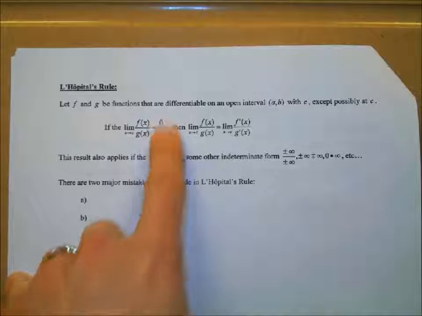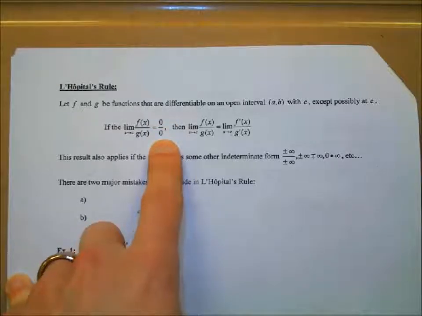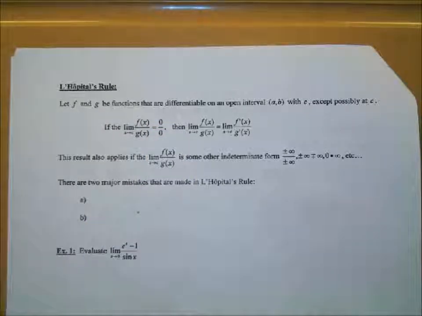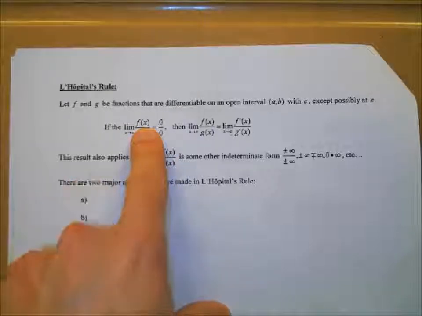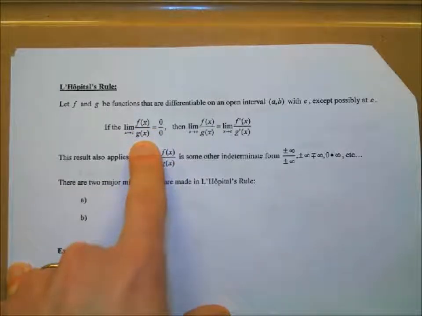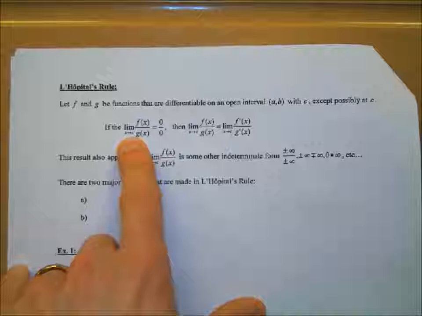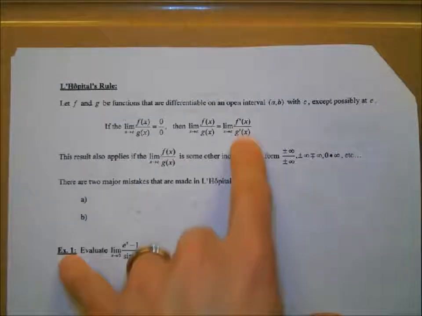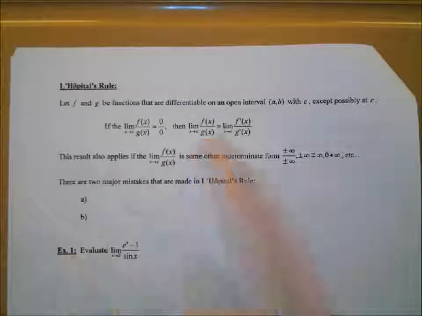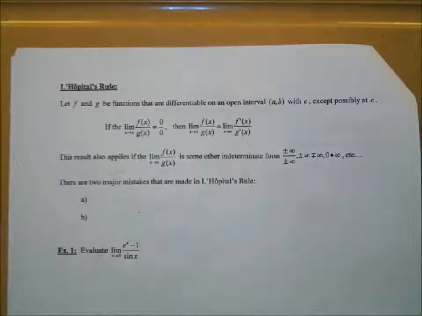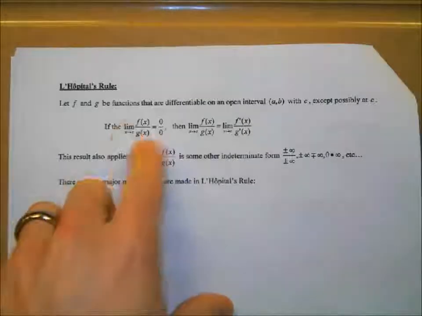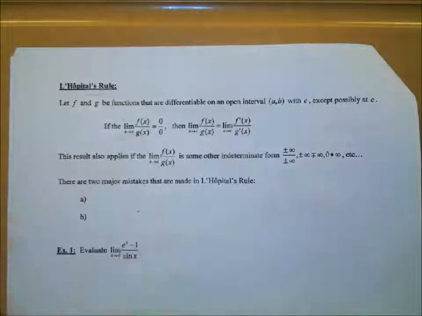What that means is, when you are trying to take the limit of a rational function, a function over another function, if you get 0 over 0 when you evaluate it, one way you can still evaluate this limit is to take the derivative of the numerator and the derivative of the denominator, and then evaluate the limit as x approaches c of those derivatives. It will be the same value as you approach that c.